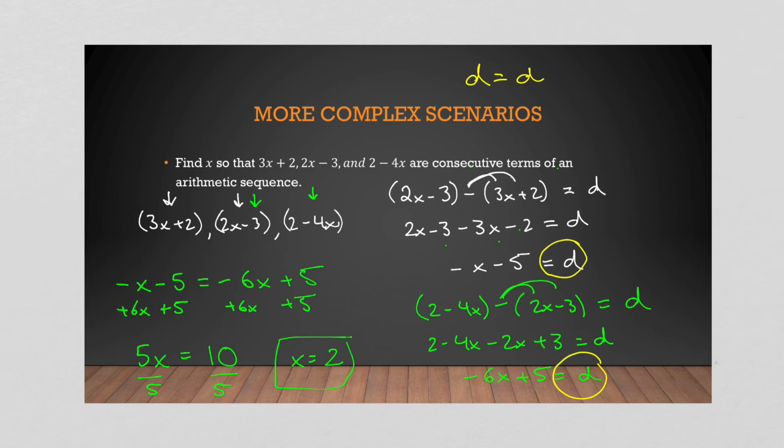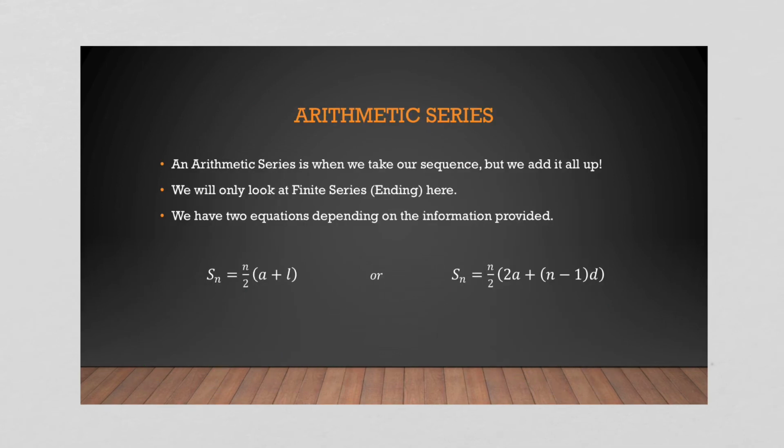So let's move now from an arithmetic sequence, which is just a list, to what is called an arithmetic series. So the difference here in a series is that we are adding up the sequence. We add up every number in the sequence. There are infinite series, ones that go on forever, and there are finite series, ones that end. We are only looking at finite series in grade 10. We will look at infinite series in a couple of years to come.